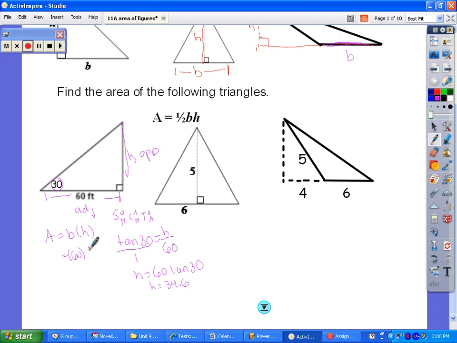And now we can plug our height into our formula. So we have area is 1/2. Forgot the 1/2 up here, so I'm going to add that 1/2 base times height. And so we're going to do our 34.6 times 60 times 0.5. And our area is 1039.2. And if we put units, it's feet squared.